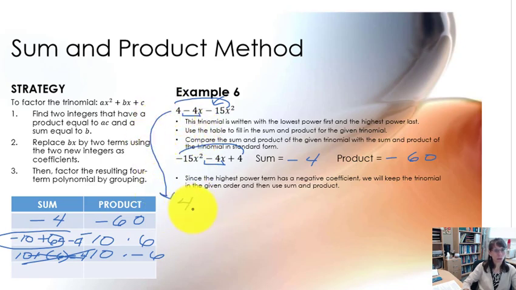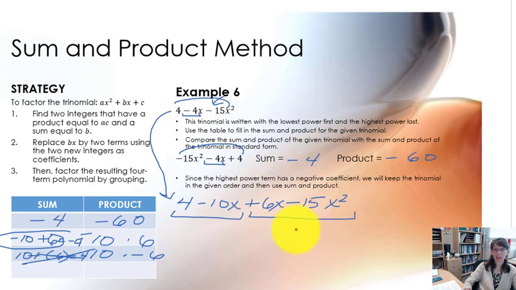So I'm keeping 4, then I'm replacing the middle with negative 10x plus 6x minus 15x². So now we're ready to do the grouping. Our first group is 4 minus 10x. The other group is 6x minus 15x². In that first group, I noticed 4 and 10 would have 2 in common, leaving 2 minus 5x. That means our other group must be identical, 2 minus 5x.